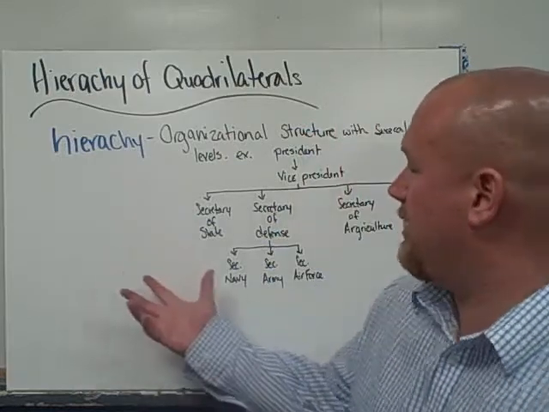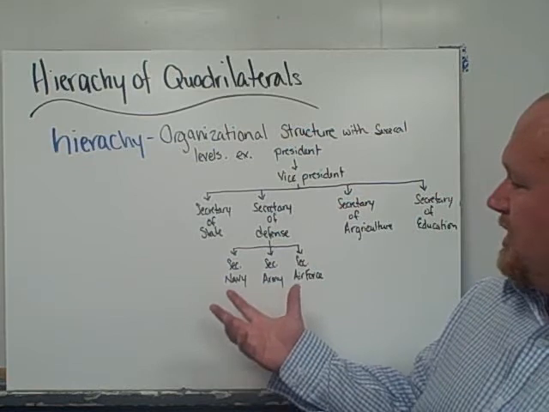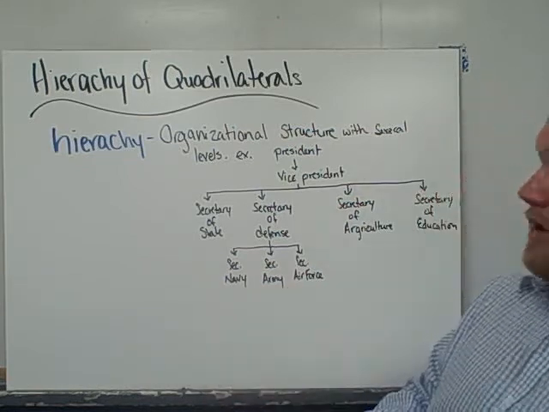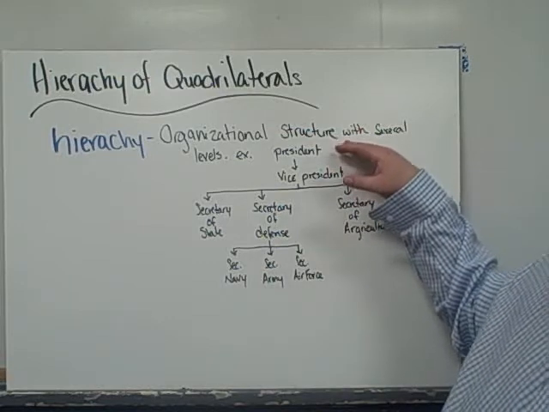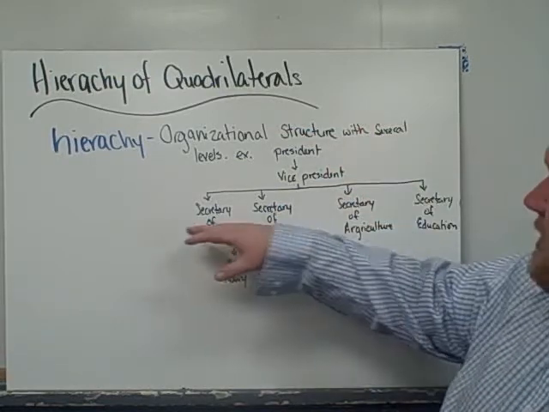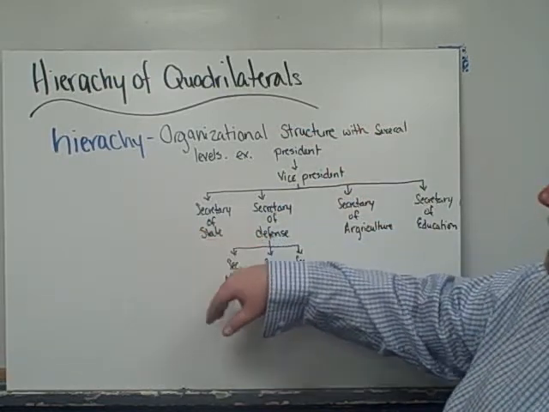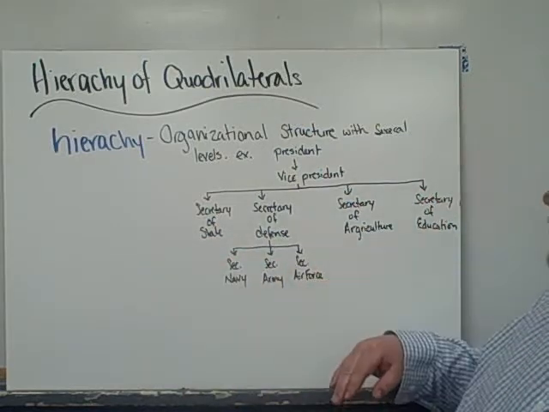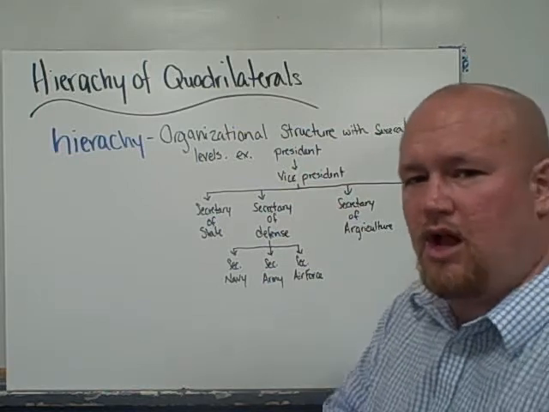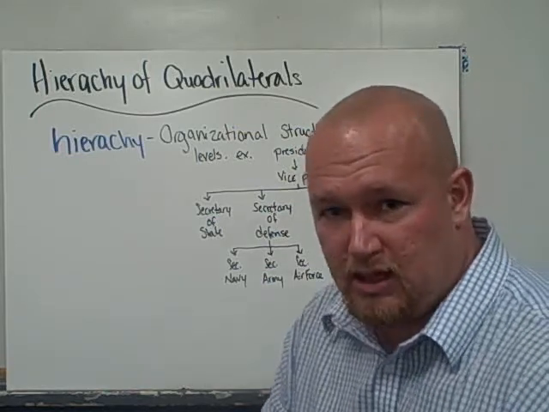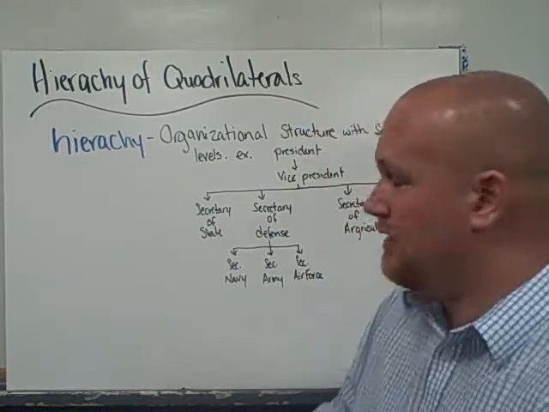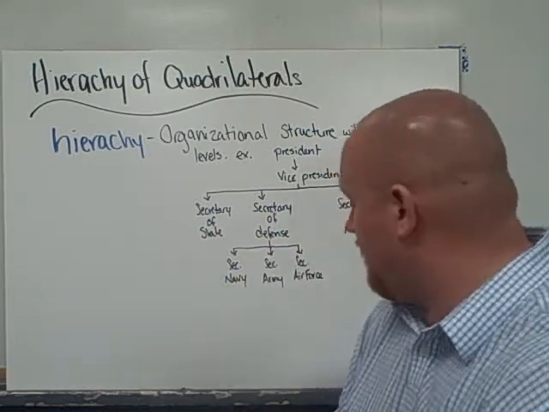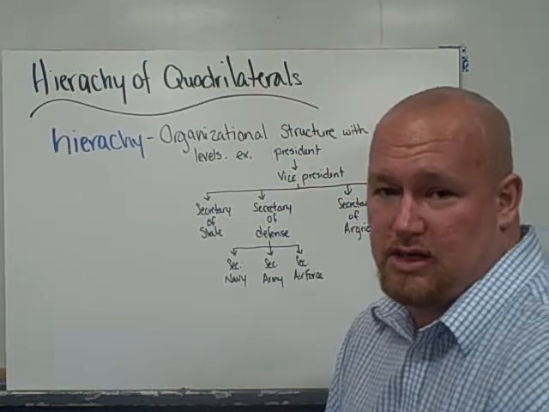For an example today, I have a quick hierarchy of the executive branch of the United States government. The person in charge at the top level is the president, followed by the vice president, and then his cabinet level secretaries: the Secretary of State, Secretary of Defense, Secretary of Agriculture, Secretary of Education. There are other departments too with secretaries as heads, but I just grabbed a couple. And then under the Secretary of Defense, you have the Secretary of the Navy, Secretary of the Army, and Secretary of the Air Force.